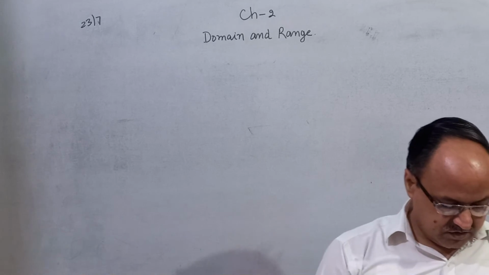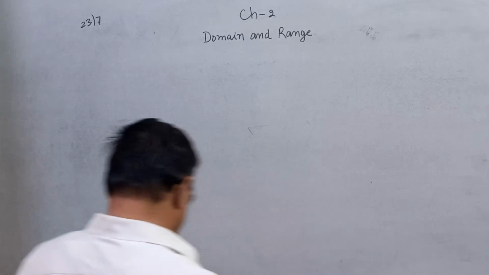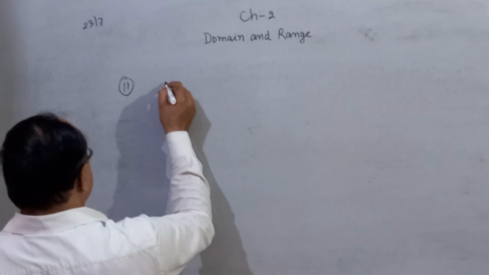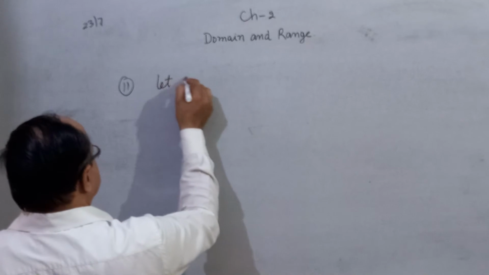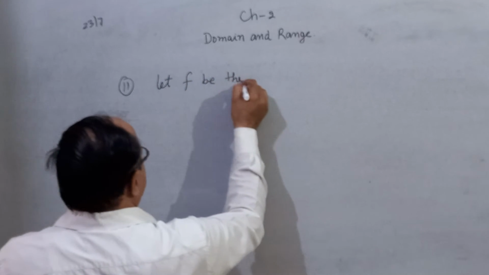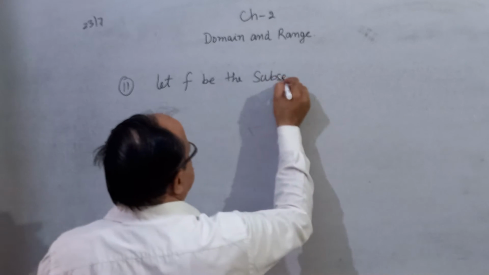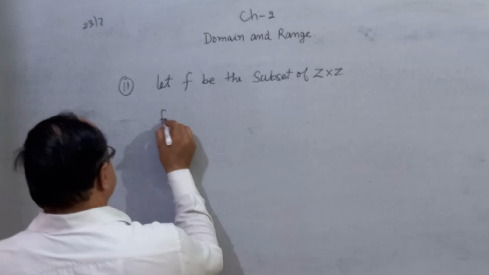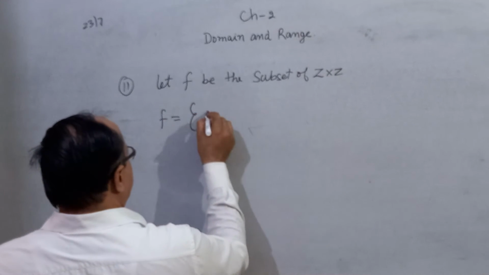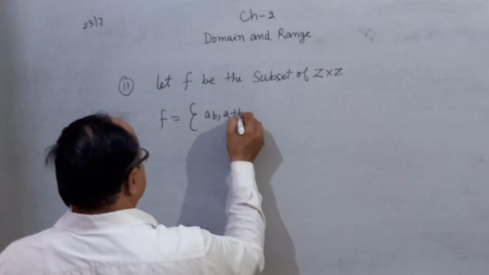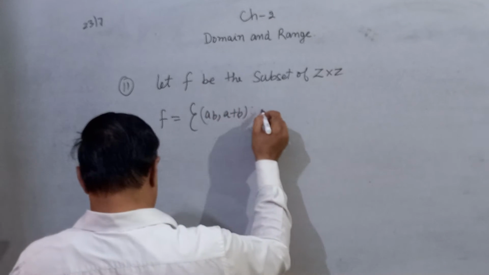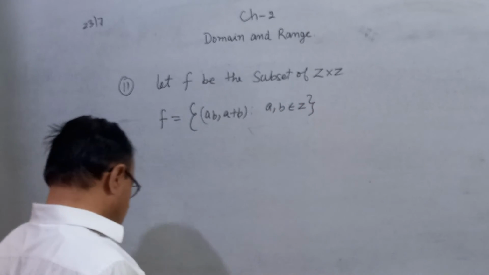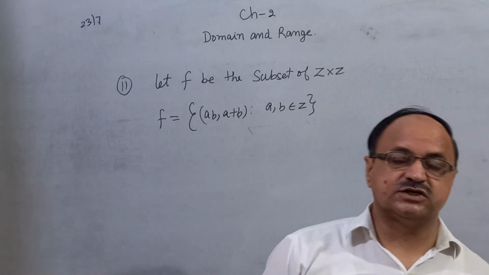Next, question number 11. Let F be a subset of Z cross Z, and the function is defined by the ordered pair (ab, a plus b), such that a, b belongs to Z. Is f a function or not? You have to decide.